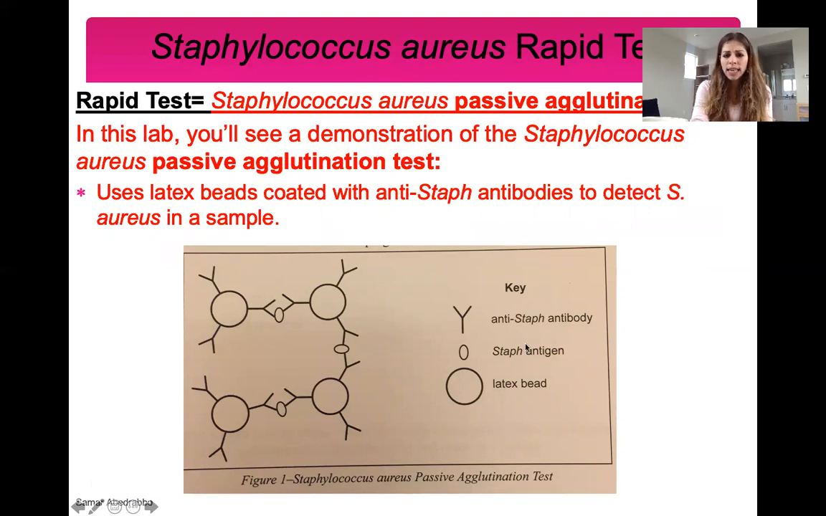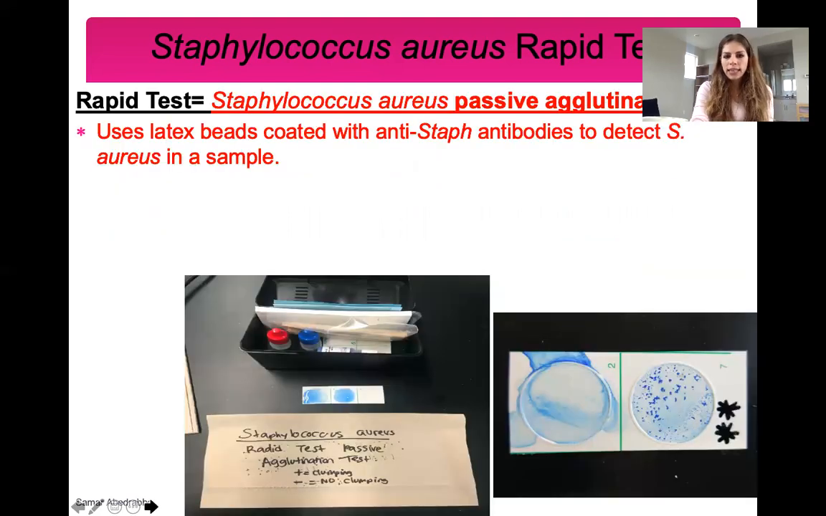How the test works is it is the passive one, so it uses latex beads. You have latex beads, which are these big circles coated with Staphylococcus antibodies, and these antibodies will bind to Staphylococcus, which is the antigen, if they see it. So if the beads with the Staphylococcus antibody see Staphylococcus bacteria, they'll bind to it and you'll get clumping. This is how the Staphylococcus aureus passive agglutination test works. It uses these latex beads coated with Staphylococcus antibodies.